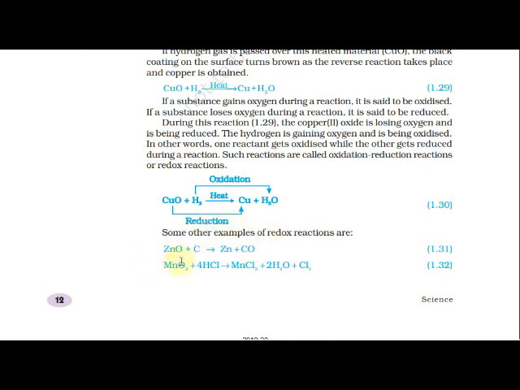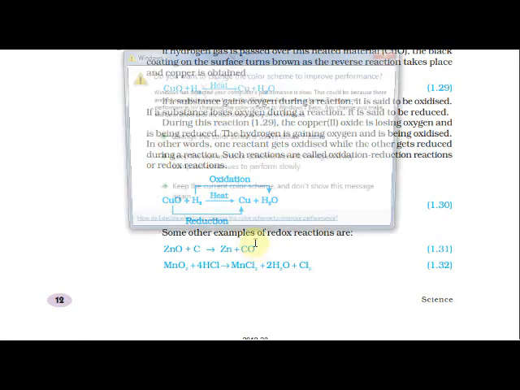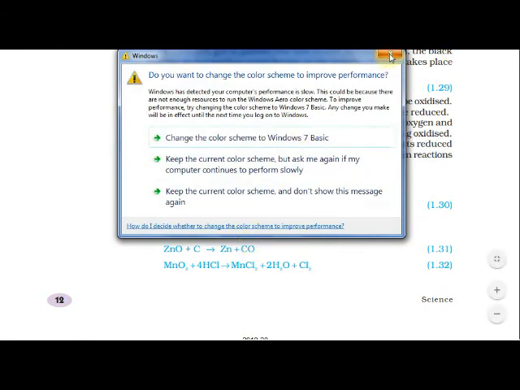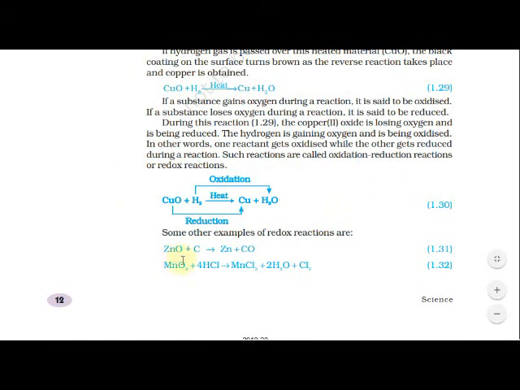And ZnO to Zn, here oxygen is lost and only Zn is formed. Yes or no? So this is reduction. And here O is gained, C to CO. That is why it is what? Oxidation reaction. Next is MnO2.